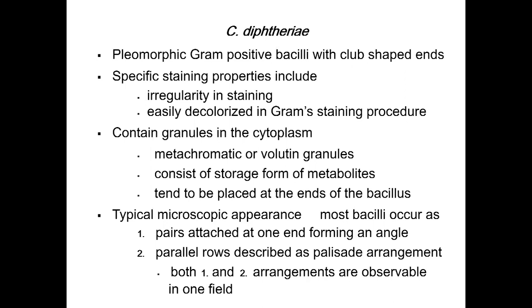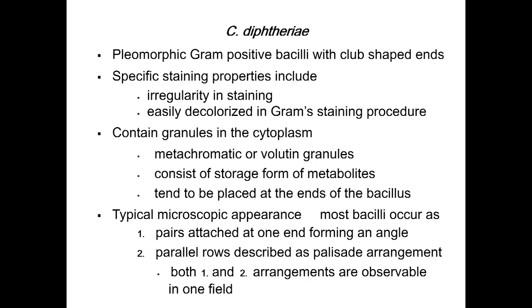Then there are others also. Many of them are arranged in groups, parallel to each other, and that arrangement is referred to as palisade arrangement. So those are the two major characteristic features of the microscopic field, what one would see.